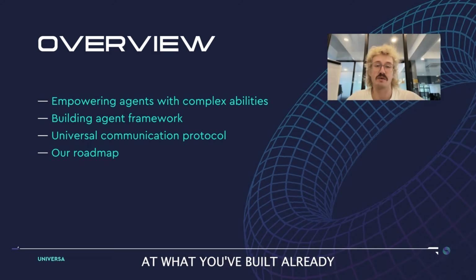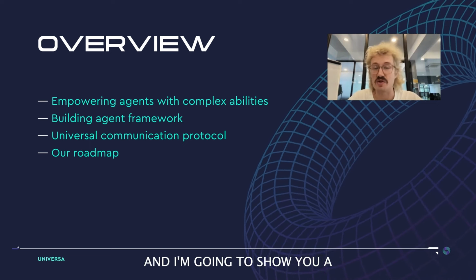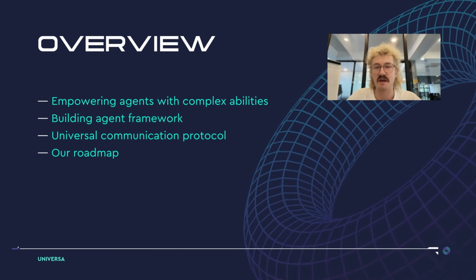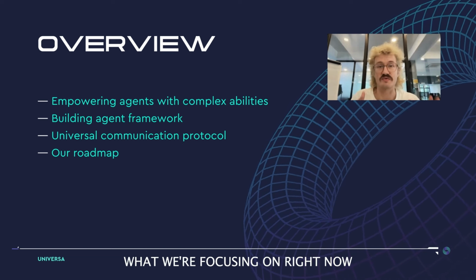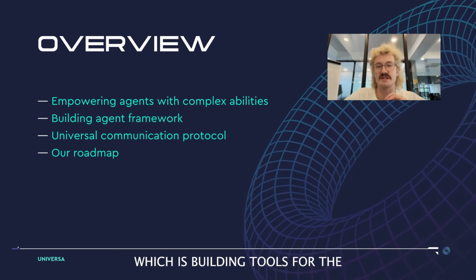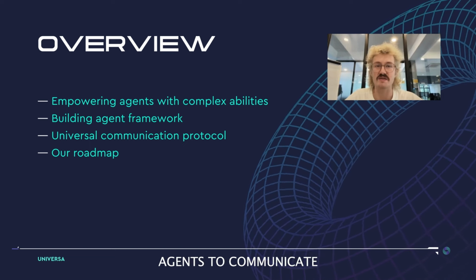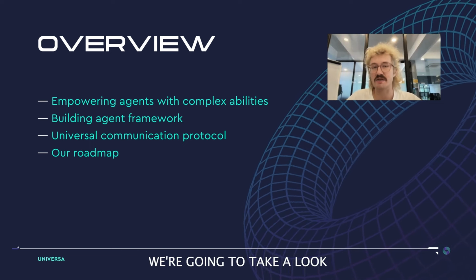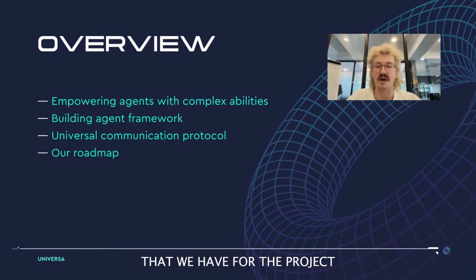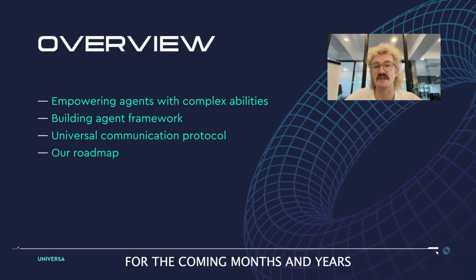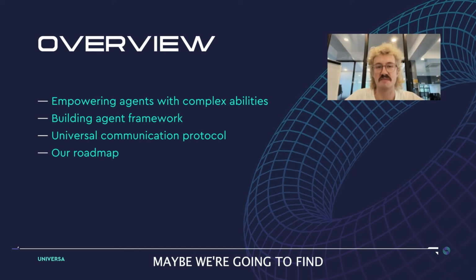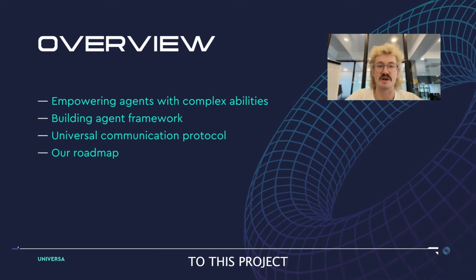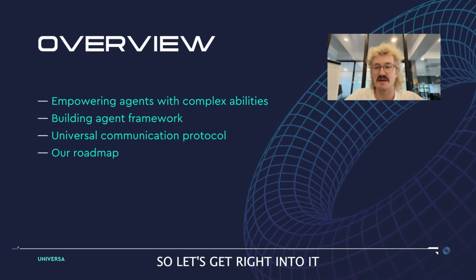Then we're going to take a look at what we've built already, and I'm going to show you a few code snippets of what kind of tools we have implemented. And then we're going to talk about what we're focusing on right now, which is building tools for the agents to communicate with each other within a network. And at the end, we're going to take a look at the big plans and the vision that we have for the project for the upcoming months and years. And hopefully, maybe you're going to find there's something that interests you and make you want to contribute to this project. So let's get right into it.